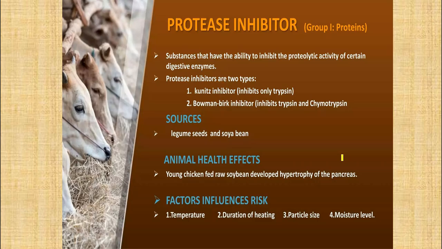So the source of the protease inhibitor is leguminous fodder, and also soya cake or soya meal may be used for that. Then factors influencing the risk of the protease inhibitor are the temperature of the animal, the duration of the eating, the particle size, and apart from this, the moisture level also increases the risk.